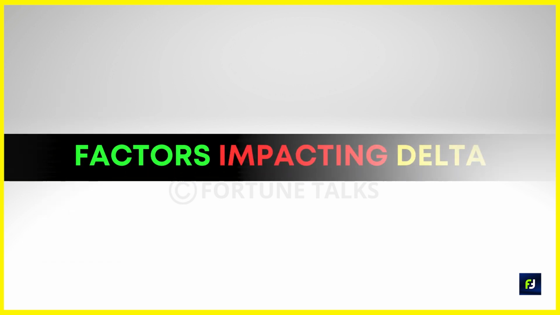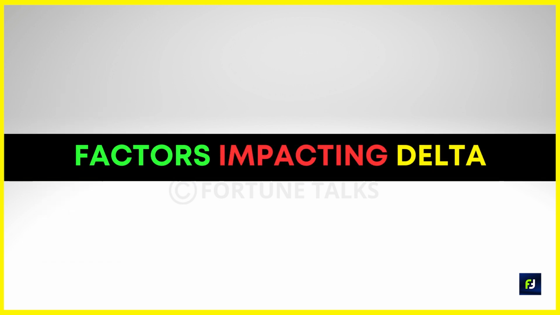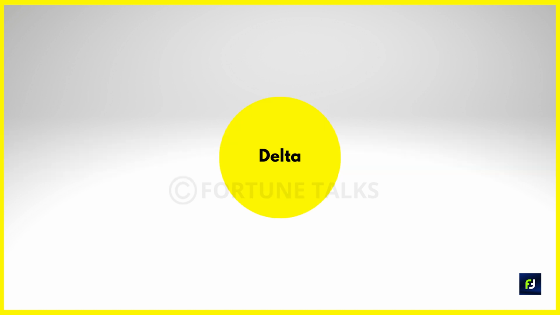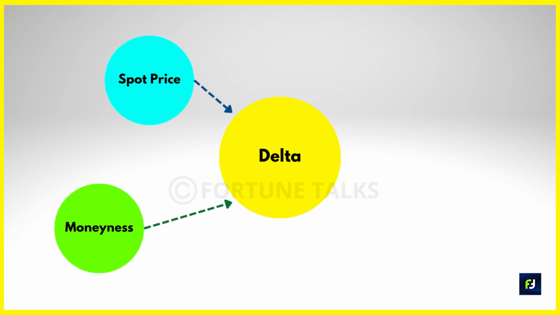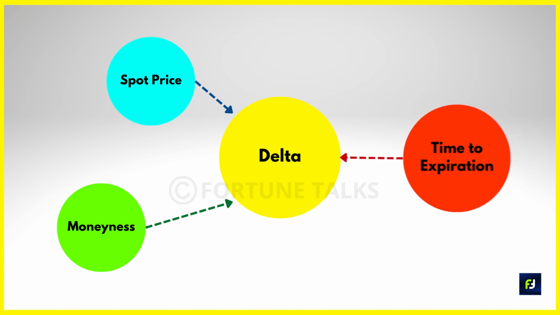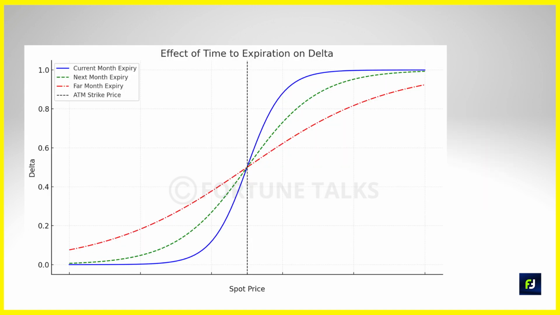We will now talk about certain other factors which have an impact on the delta of an option. So far, we have mostly talked about the impact of underlying price and option moneyness on option delta. Now let us talk about another key factor that impacts delta, which is the time left to expiration. Let me first highlight the relationship between delta and time to expiration.